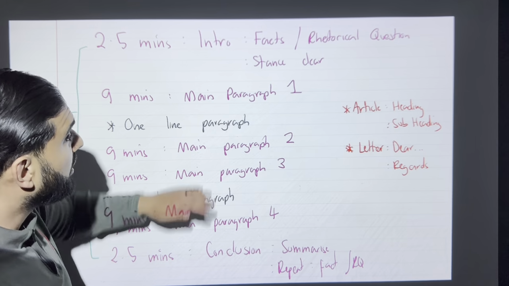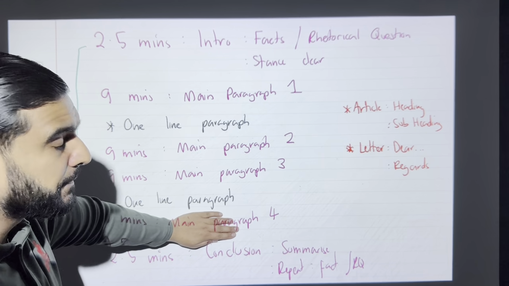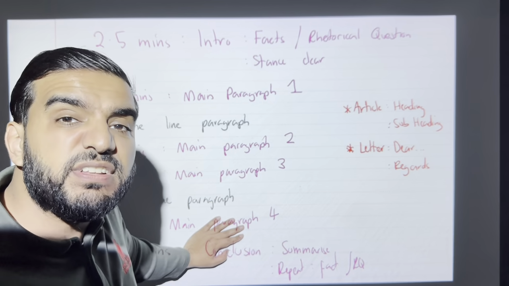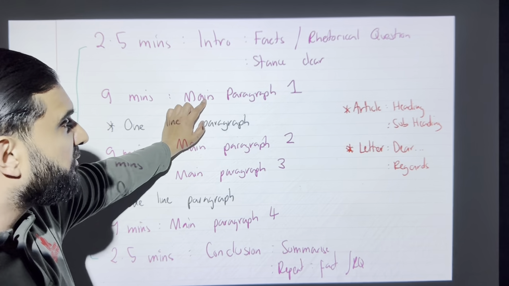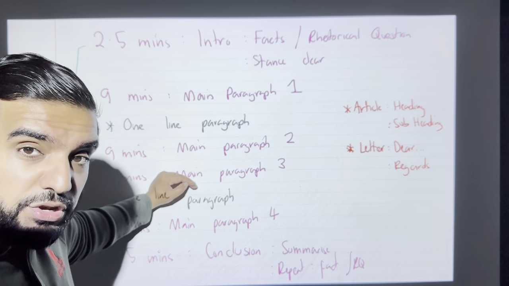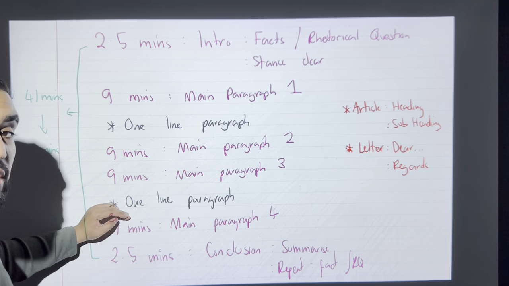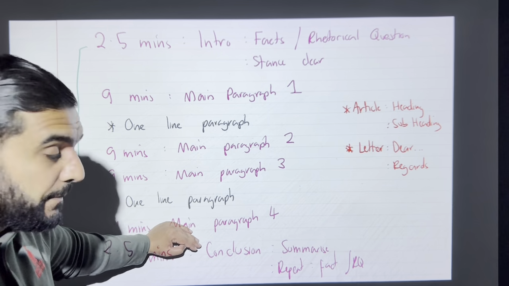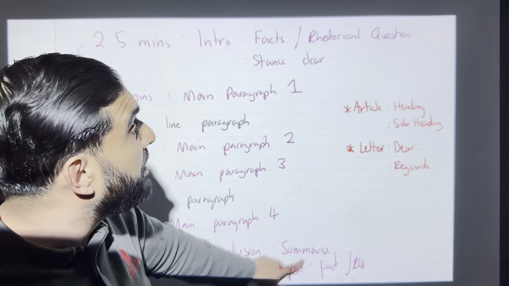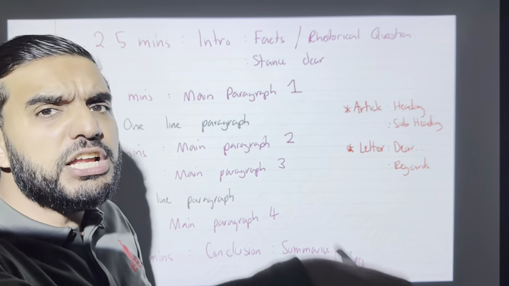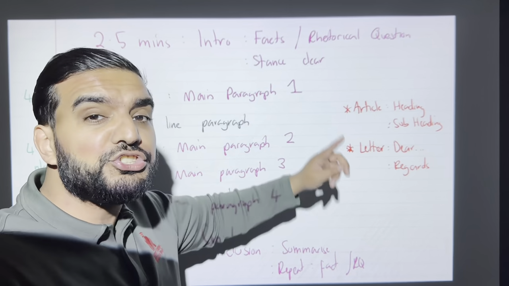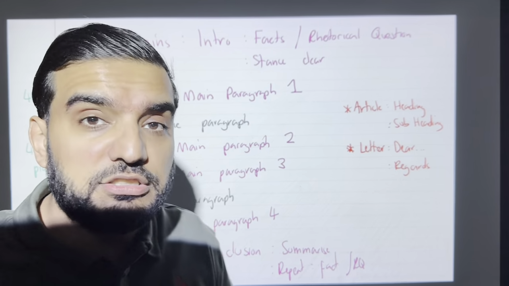Then we are doing 4 main paragraphs. And this is where we really present our quality, convincing arguments. After paragraph 1, we insert a one-line paragraph. Then we do paragraph 2, 3. Then we insert another one-line paragraph. And then we do paragraph 4. In our conclusion, we summarize our key points. And then we repeat the facts. Some people might say, let me remind you that so-and-so, so-and-so. The reason we repeat the fact or the question is to get the mark for a cyclical structure.